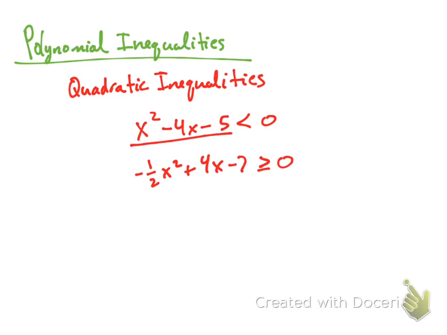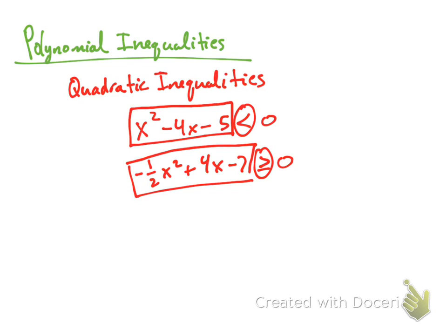Notice that each of these are quadratic in form, and we have an inequality symbol right here. In general, what this is saying is, when is this quadratic expression less than or equal to 0? And the second quadratic inequality is saying, when is this quadratic expression greater than or equal to 0? Now, one way we can do this is by looking at a graph.